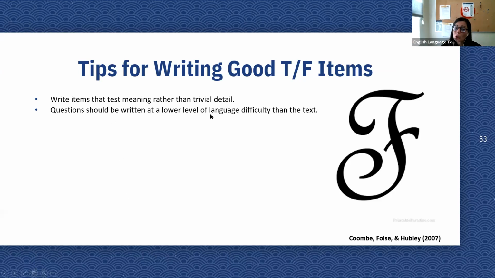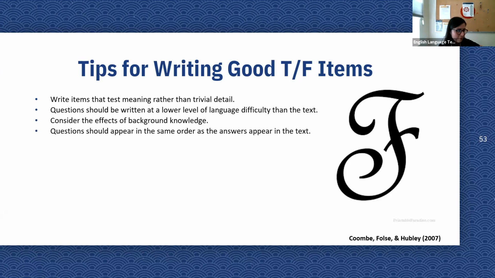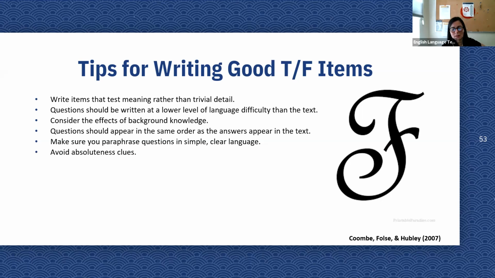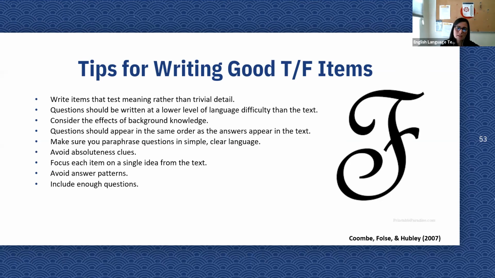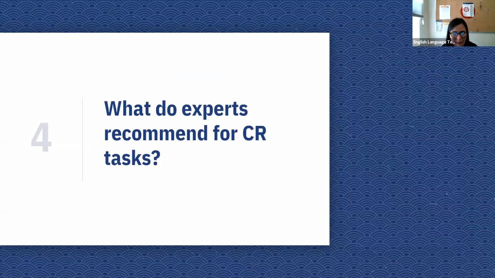Questions should always be written at a lower level of language difficulty than the text, right? Also consider the effects of background knowledge. Questions should appear in the same order as the answers appear in the text. Make sure you paraphrase questions in simple, clear language. Do not copy exactly from the text. Avoid absoluteness clues. For example, always, never, things that indicate 100% or 0%. Focus each item on a single idea. Avoid answer patterns. Include enough questions, right? Add a third option, and have students circle true, false, or not given, right?